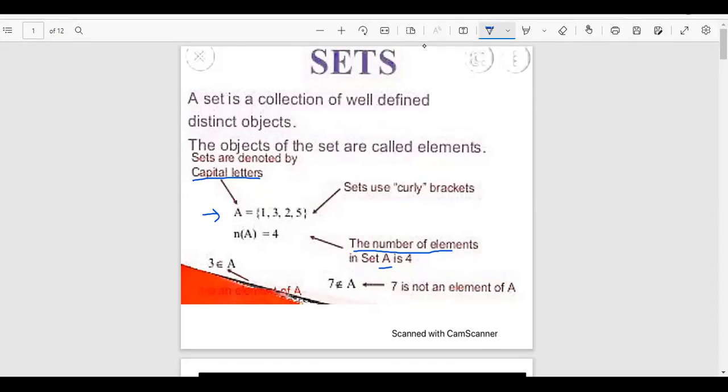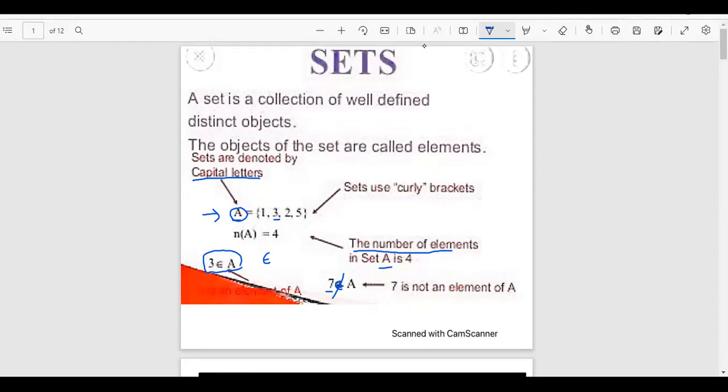We can see that the set A has a 3. So you can write it this way as well. 3 belongs to A. This sign is basically the belongs to sign. And since 3 is present in A, we can write it as 3 belongs to A. And then 7 does not belong to A. So you will make the belongs to sign and then a line on it, which means does not belong to A. It means 7 is not an element of A.